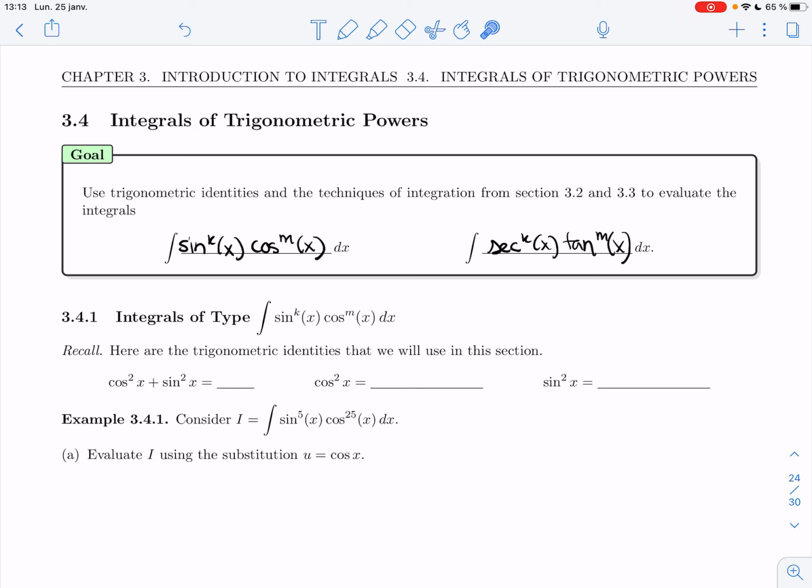We'll start with the integrals of type sine to the k, cosine to the m, just because we're more comfortable with sines and cosines than we are with secants and tangents. So we are going to need three different trig identities. So here are the trigonometric identities that we will use in this section. First one, cosine squared plus sine squared equals 1.